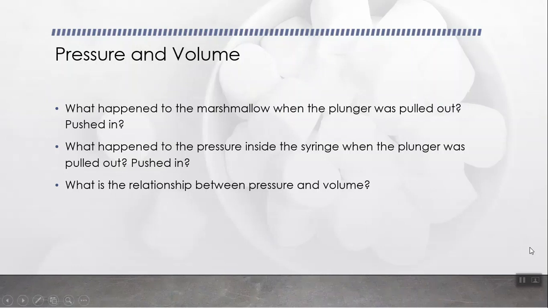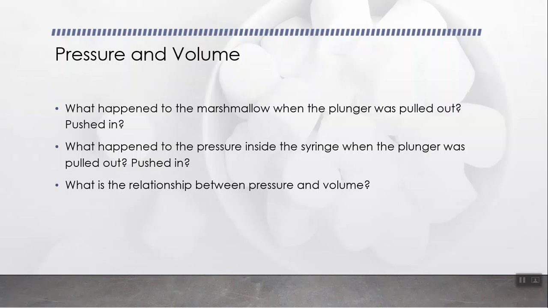So what happened to the marshmallow when the plunger was pulled out? The marshmallow expanded, right? It got bigger. And what happened when the plunger was pushed in? I don't know if it was obvious in the video, but the marshmallow actually shriveled. It shrunk a little bit. So what do you think was happening to the pressure inside the syringe when the plunger was pulled out? Do you remember in the previous video what creates pressure? What is happening with the gas molecules in order to create this pressure?